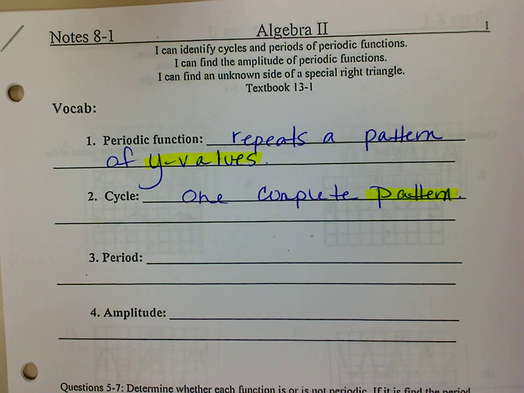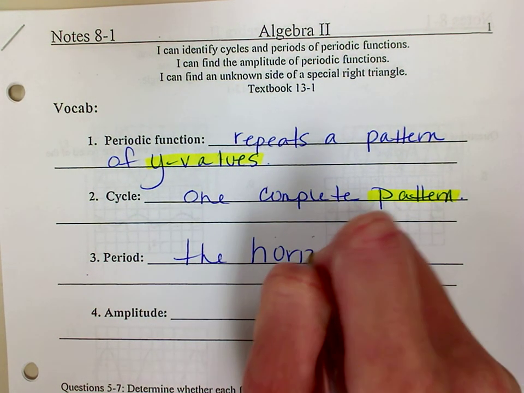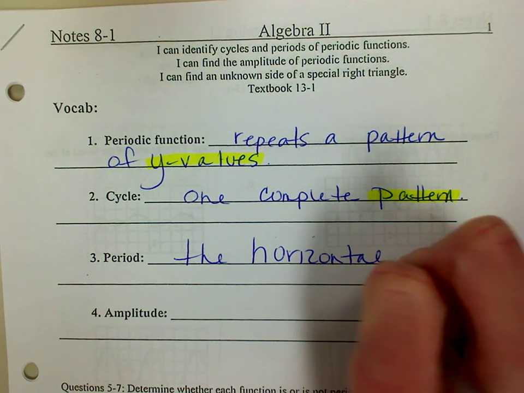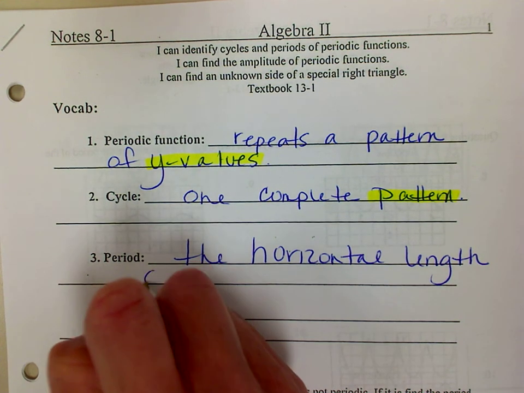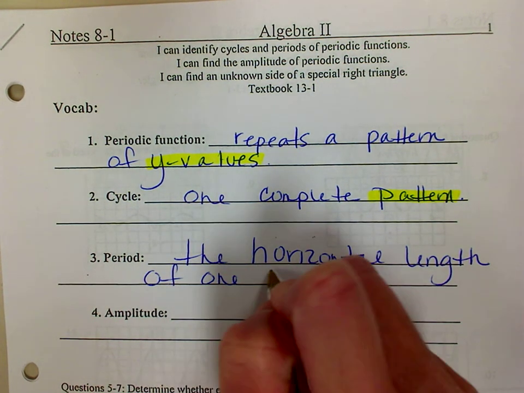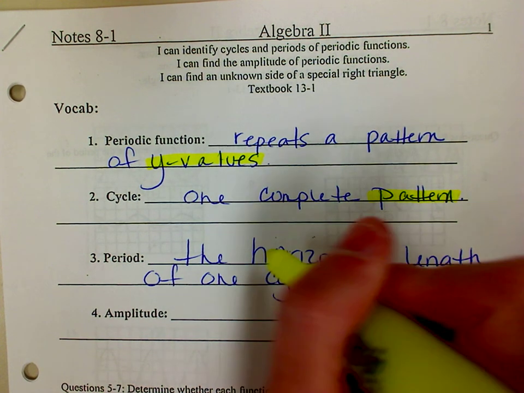Okay, so the next thing is the period of a graph. That is the horizontal length of one cycle. The key word here would be horizontal length.